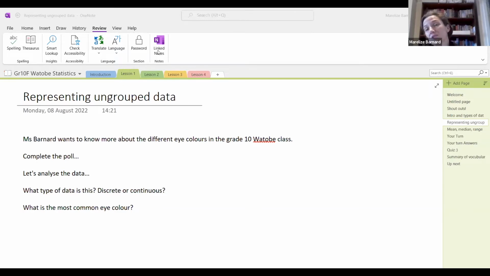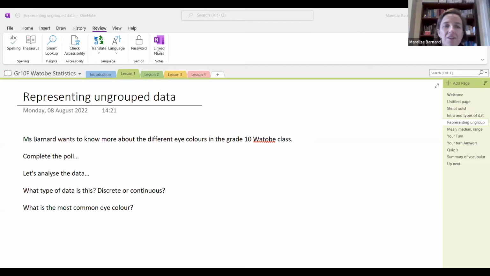So that was my question. What are the different eye colors of the grade 10s in this class? Eye color is discrete data because it can only be a blue or a brown, and it's also qualitative because it describes the data. We don't describe our eyes in terms of numbers, so it's not quantitative. We describe it in terms of a color, a specific word like blue, brown, other, or green.